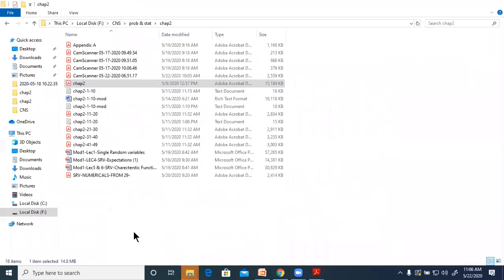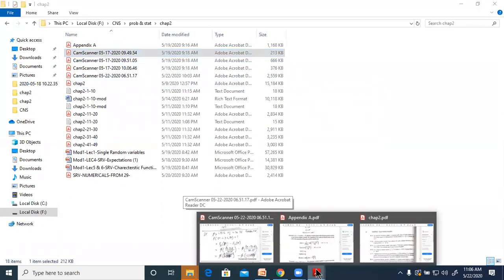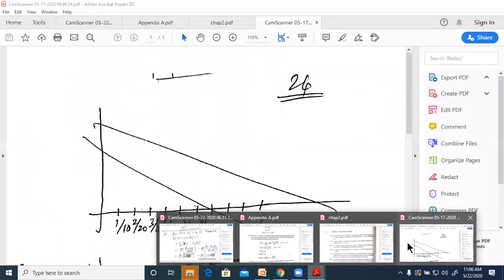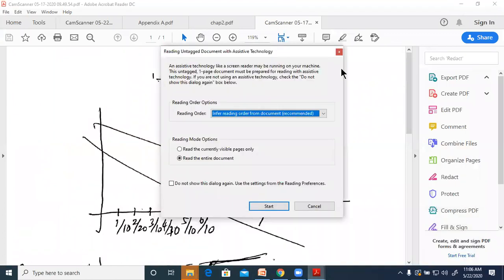Do I have a Gaussian distribution table here somewhere? No, this is not Gaussian.